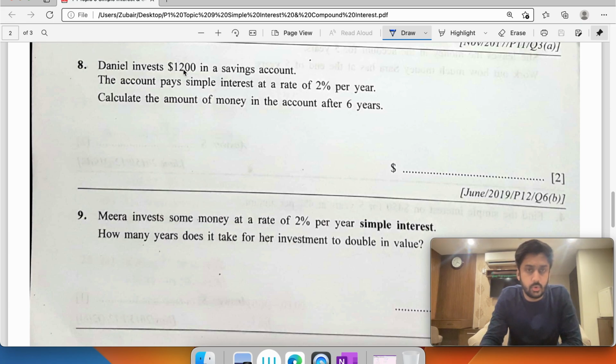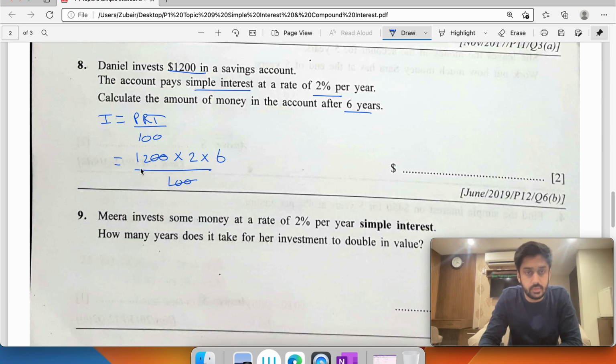Daniel invests $1,200 in a savings account. That account pays simple interest at a rate of 2% for 6 years. Interest: I equals PRT by 100. Principal invested, rate is 2%. Time is 6 years, 100. Get rid of these zeros, and 2 6 times is 12, 12 times is 144. Calculate the amount of money in the account. So interest is 144, and 1200 plus 144 will be 1344 in your account.